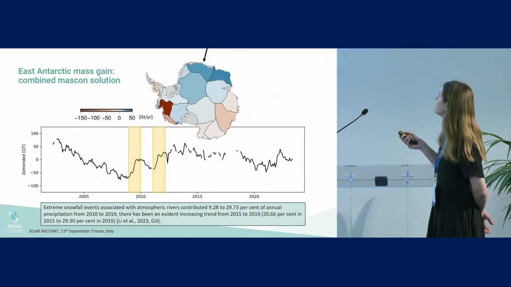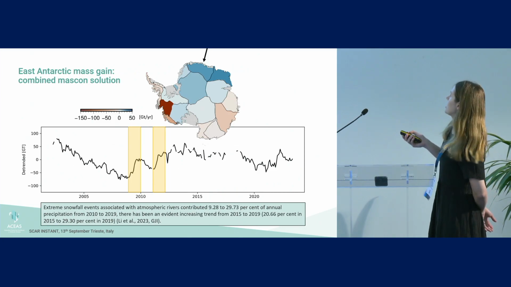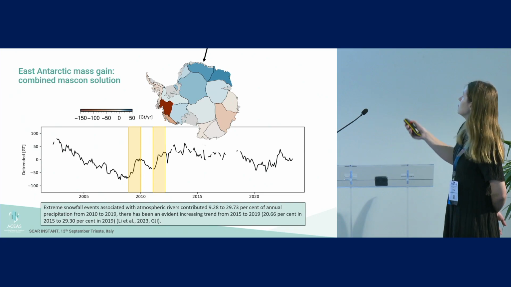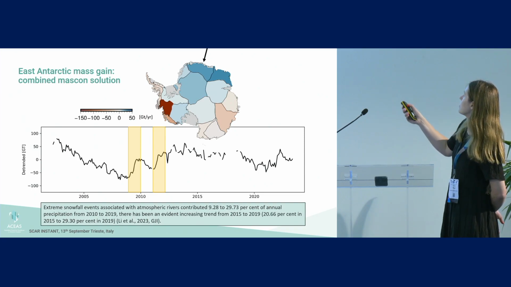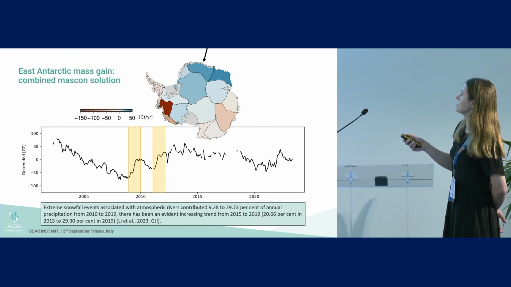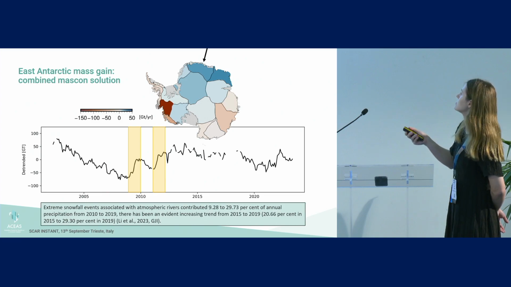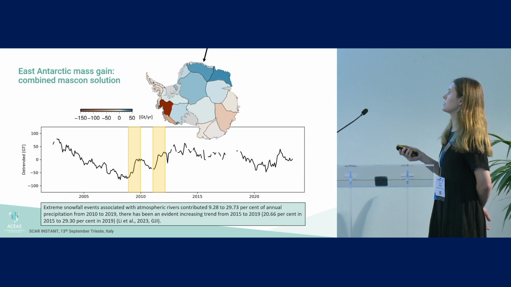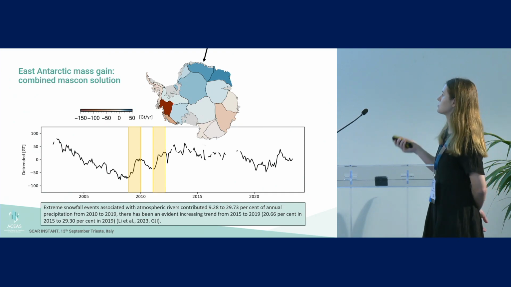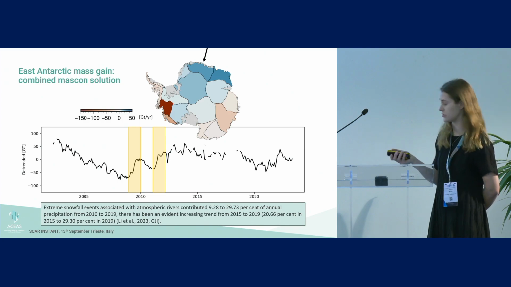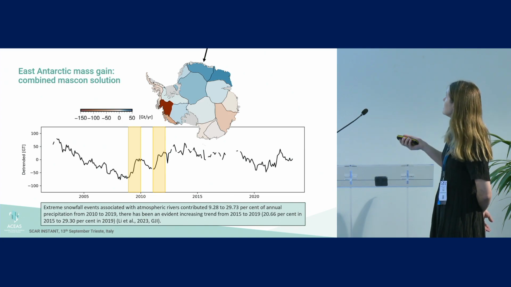And just to finish up, I'm going to flick through these slides to show you, going from this basin up here clockwise, the detrended mass gain or mass loss in East Antarctica. The yellow bars show significant periods where there were extreme weather events associated with atmospheric rivers that dumped a bunch of snowfall on the continent.